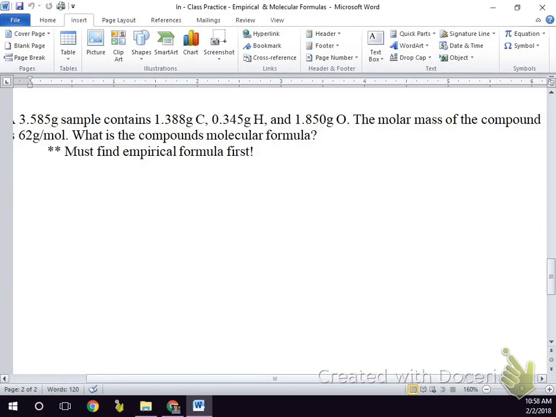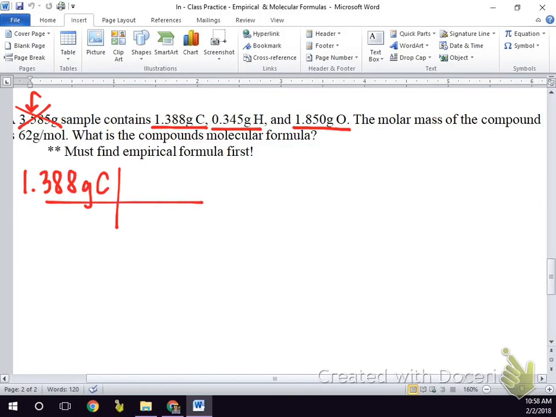This mass of the whole sample, do we need that anywhere? No, since it gave us each of our components, right? They should all add up to 3.585, but we're not going to need it for any of our calculations, right? It gave us all of our compounds. On our homework, we had a couple where maybe one of our compounds was missing, in which case we would need the total, but here we don't. Okay, so it gave us our compounds in grams, which is a good start. First step to finding empirical formula is to convert all of those to moles.